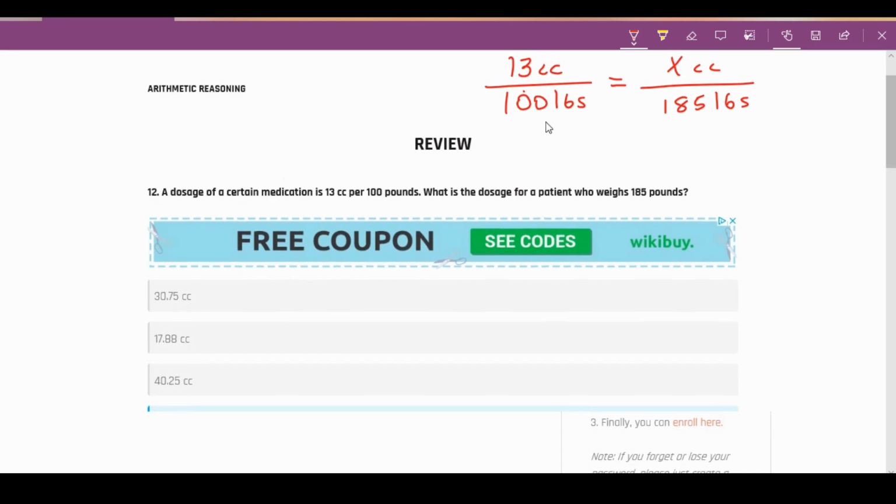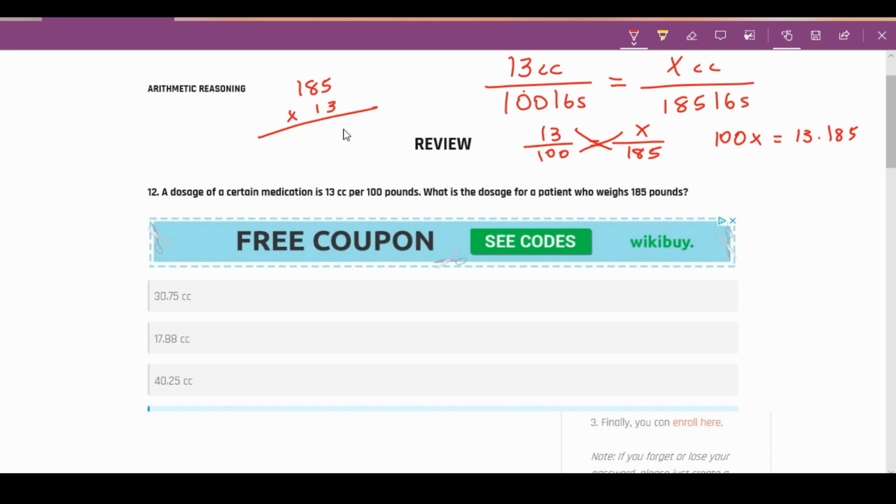So that's going to look like this: 13 over 100 equals x over 185. And now we're cross multiplying. That is, we're doing 100 times x and 13 times 185. So that looks like this: 100x equals 13 times 185. Let's go ahead and work this out. 185 times 13. Again, don't make a mistake by messing up your arithmetic.